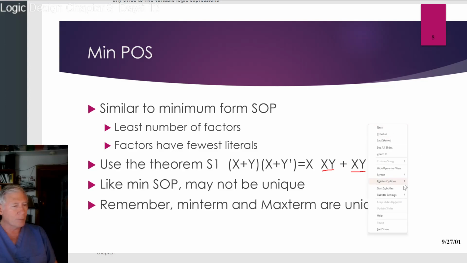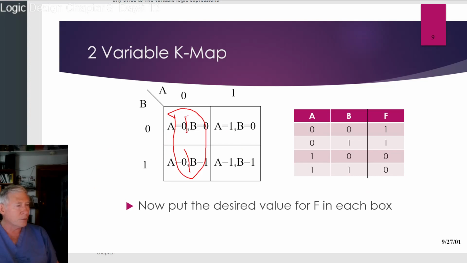Okay? Now I'm going to erase the ink. And then we go back here. And so now that I've grouped these boxes, what I do now is I read off what this group of 2 is. Well, if I drop the B term, what am I left with? Well, remember in this case, A is 0. So we would call this box A prime B prime. We would call this box A prime B. Since the B changes, we drop it, and we're left with A prime.